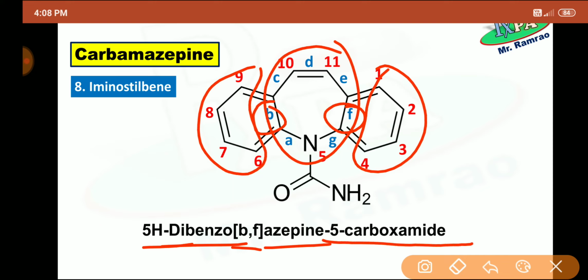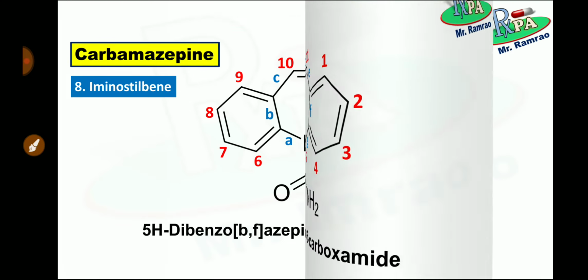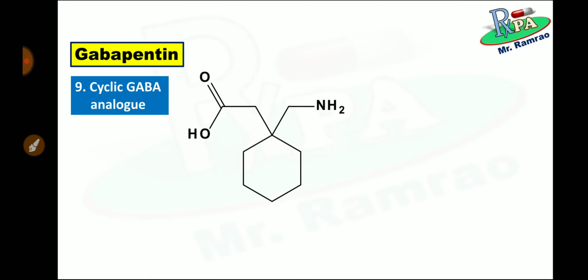5 carboxamide. On the 5th position over here you can see this CONH2 group is present, which is known as carboxamide, therefore 5 carboxamide. So this is the easy IUPAC name of carbamazepine. It is also one of the important drugs in the treatment of epilepsy.